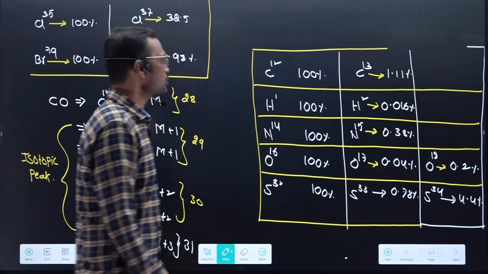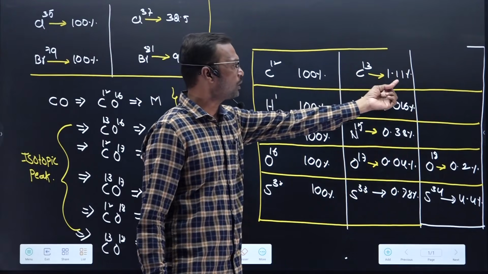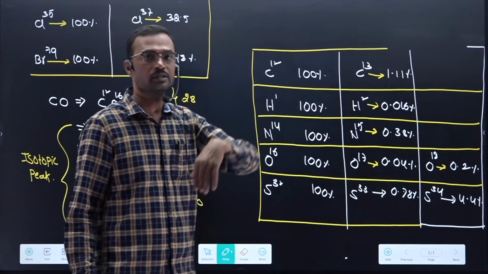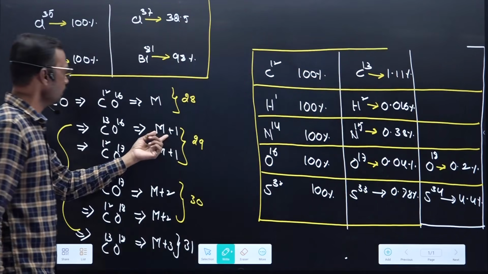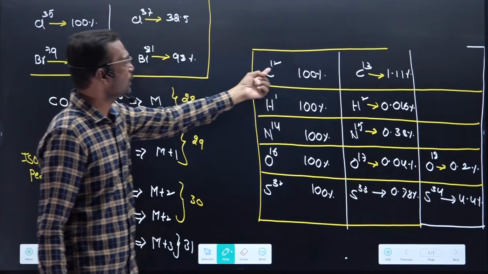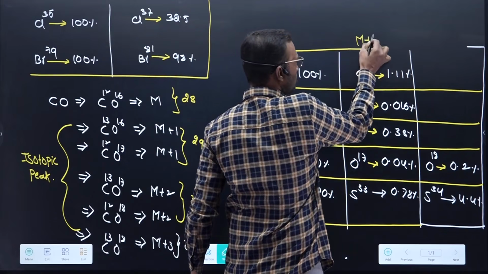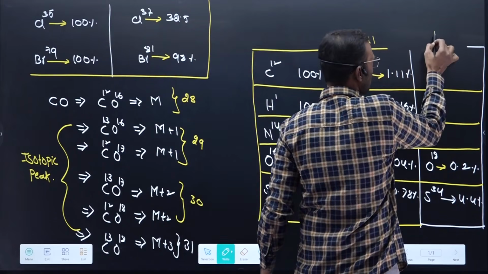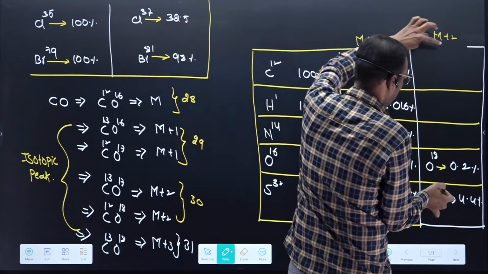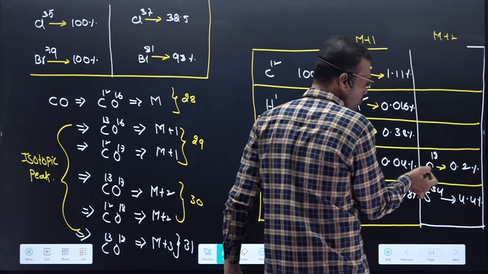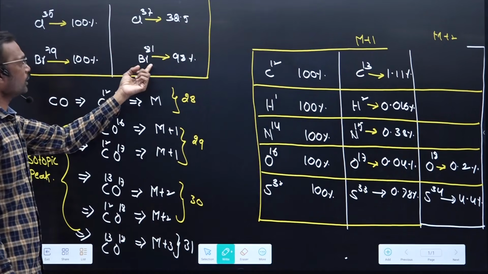Carbon is most important. First remember carbon 1.11. With the help of C13 at 1.11, I can determine how many carbons are present in a given sample. This is a very, very important value. Carbon 1.11 contributes to the M plus 1 peak. Carbon is most important because 12 plus 1 is a difference of only 1. So these all share their contribution to the M plus 1 peak, and these all contribute to the M plus 2 peak. In the M plus 2 peak, oxygen contribution is 0.2 and sulfur contribution is 4.4. Chlorine is 32.5, and here 98%.